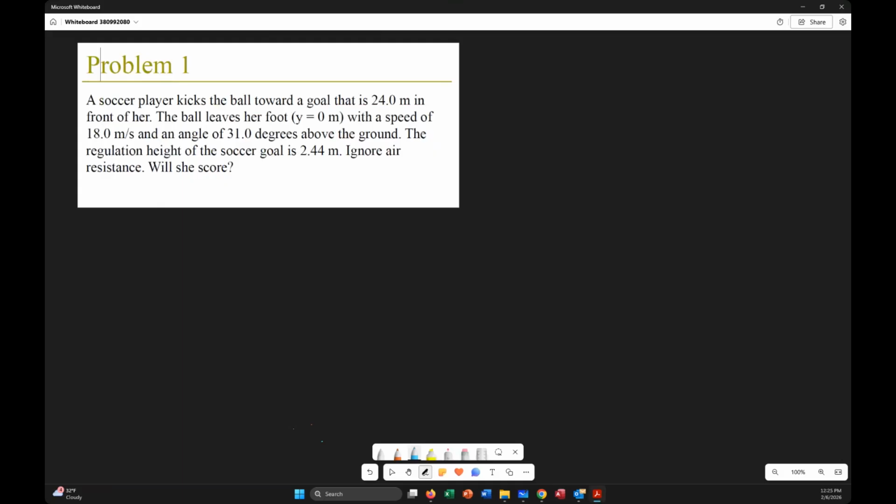Okay, I'm going to show you how I read the problem, and while I read it, how I gather the information that I need. It says that a soccer player kicks the ball toward a goal that is 24 meters in front of her. So there is a person and there is a goalie, yes? And this goalie is how many meters away? 24 meters away from the person. Good. The ball leaves her foot at y equals 0.